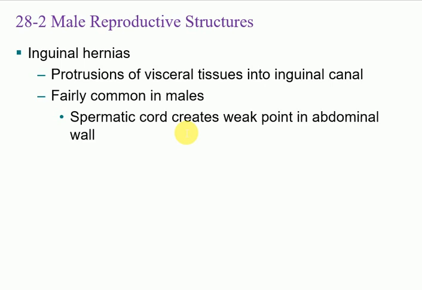If it is like this, and here is the spermatic cord, barely going through it, that's normal. If it is like this, the spermatic cord is going through, but you still have a space here, right? Anything can bulge out. We call it an inguinal hernia.